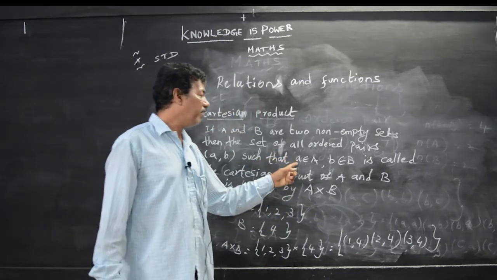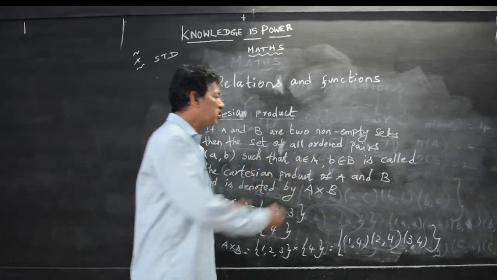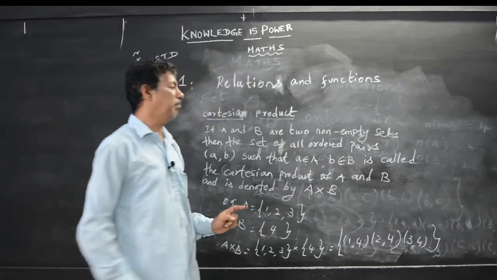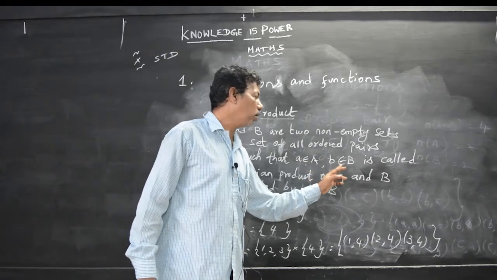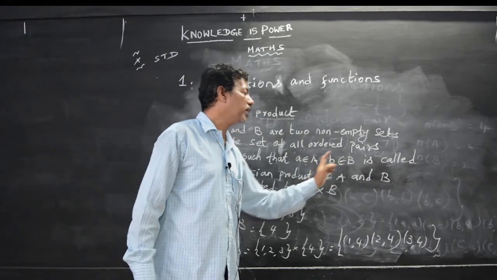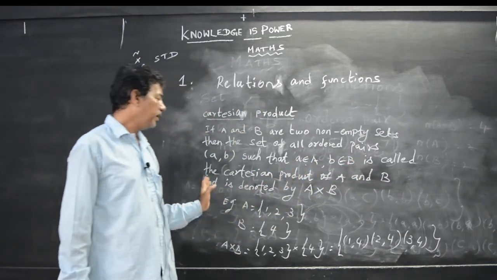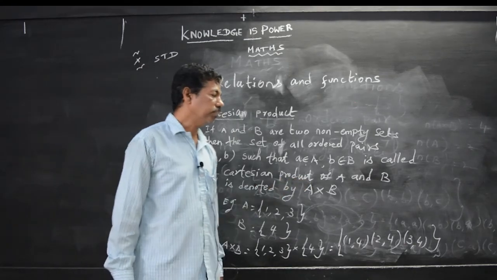So a belongs to set A. This symbol is called the belongs to symbol. b belongs to B, a belongs to A. So this is called the Cartesian product of A and B and is denoted by A cross B. Okay.